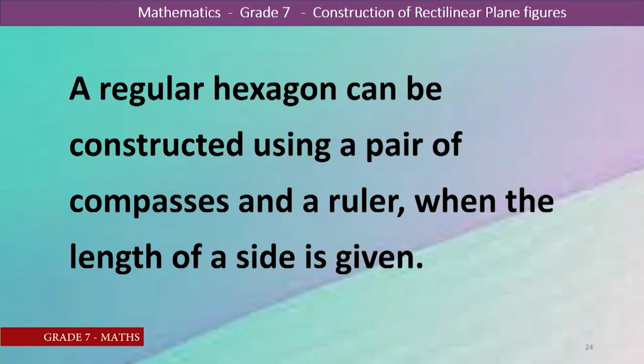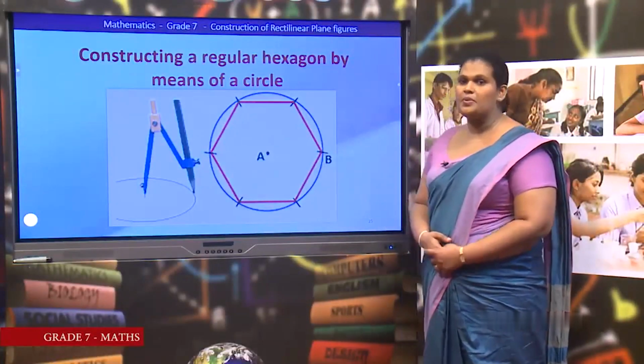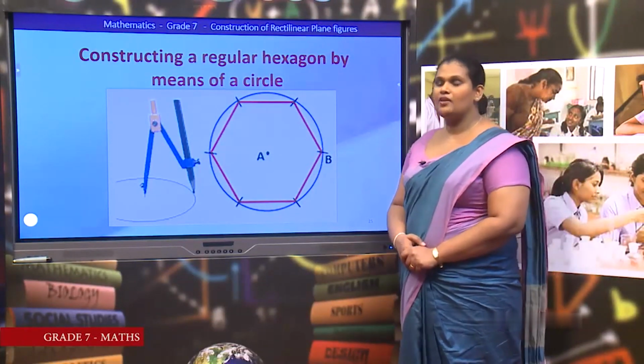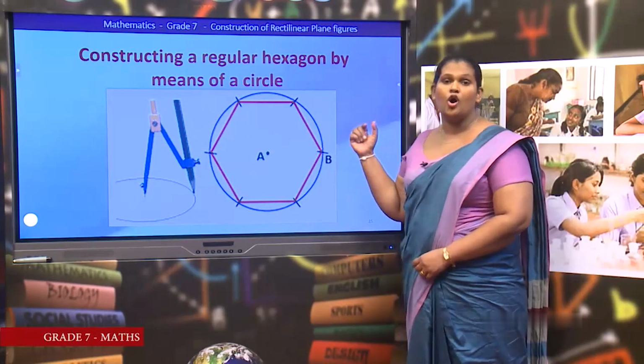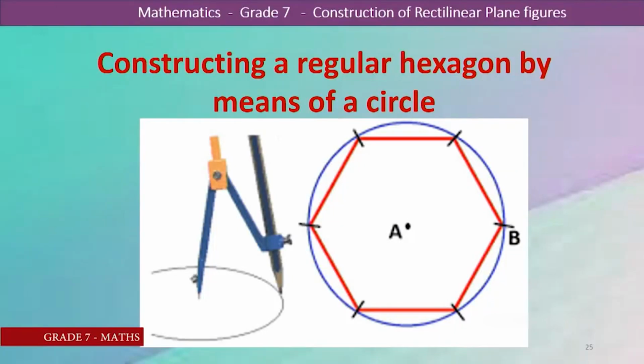Right. Now, we will construct some regular hexagons using a circle. Then, we will construct some regular hexagons using the equilateral triangle. So, first of all, I will move on to construction of regular hexagons using circles. Right. Now we are going to construct a regular hexagon by means of a circle. Here we have to draw a circle and all the vertices of the regular hexagon should be on the circle.